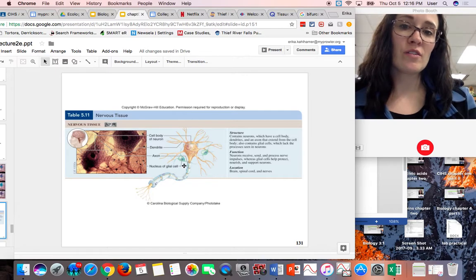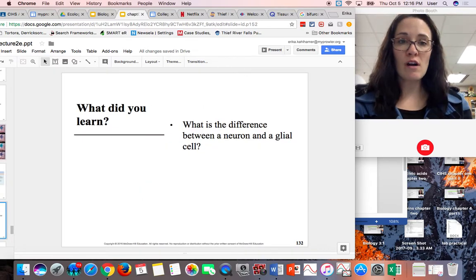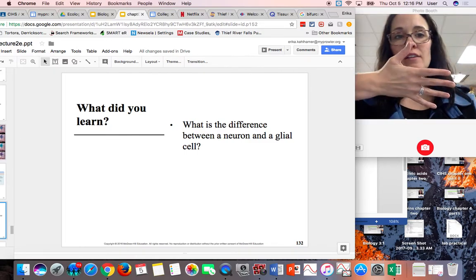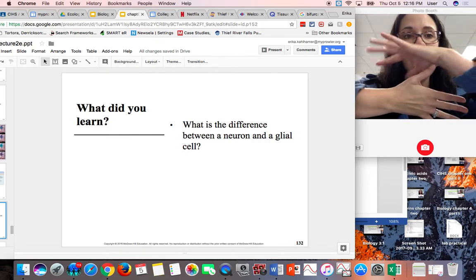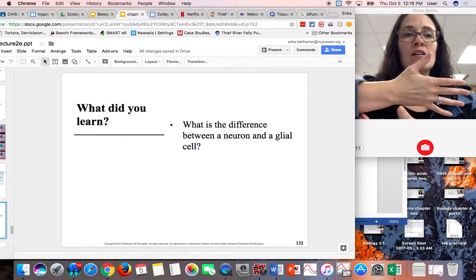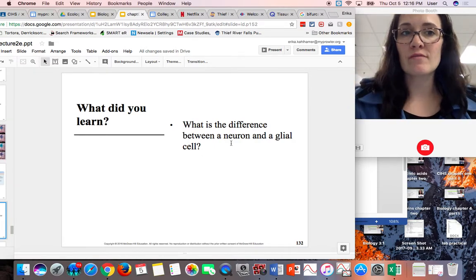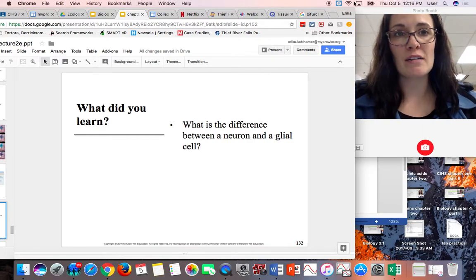Here again is another picture underneath the microscope. And here is what it looks like drawn out, sketched out. So what is the difference between a neuron and a glial cell? The neuron is the actual cell that carries that electrical impulse, that message. And the glial cell is everything else around the neurons that support it, nourish it, protect it. So the neuron can do its very important job of sending electrical impulses in the body for communication.